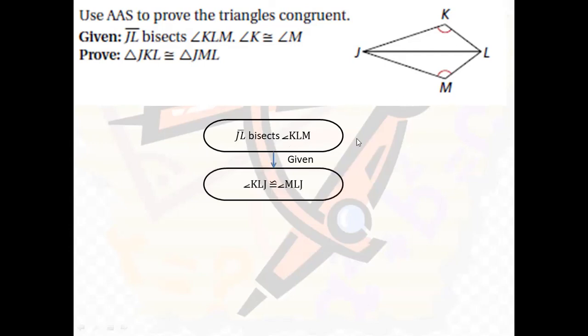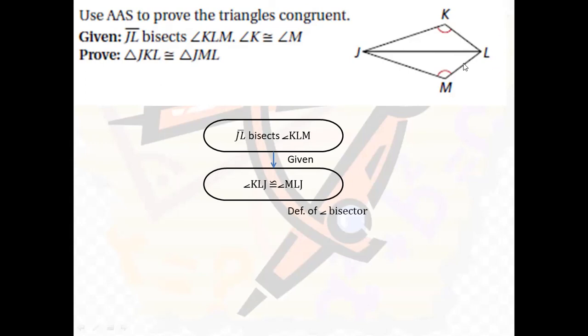Now, what happened when JL bisected angle KLM? We can say that angle KLJ is equal to angle NLJ because it has bisected angle L, which means it is divided into two parts. So as I said, if it was 50, that means this is 25 now, this is 25. So both the angles are equal. So I can just say that KLJ is equal to NLJ, or you can even say JLK equals JLN. It's the same. It depends on how you look at the figure. That's all.